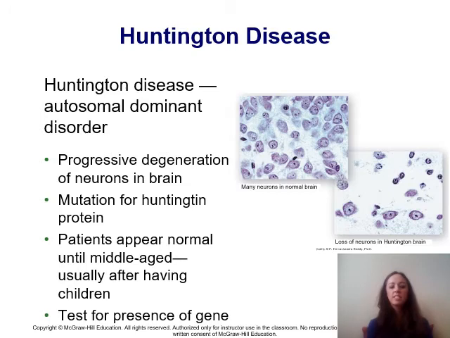And Huntington's disease is an example of an autosomal dominant disorder. The person has a mutated Huntington protein, which causes a progressive degeneration of neurons in the brain. The top picture shows the number of neurons a healthy person has, while the bottom picture shows the limited amount of neurons a person with the disease has.